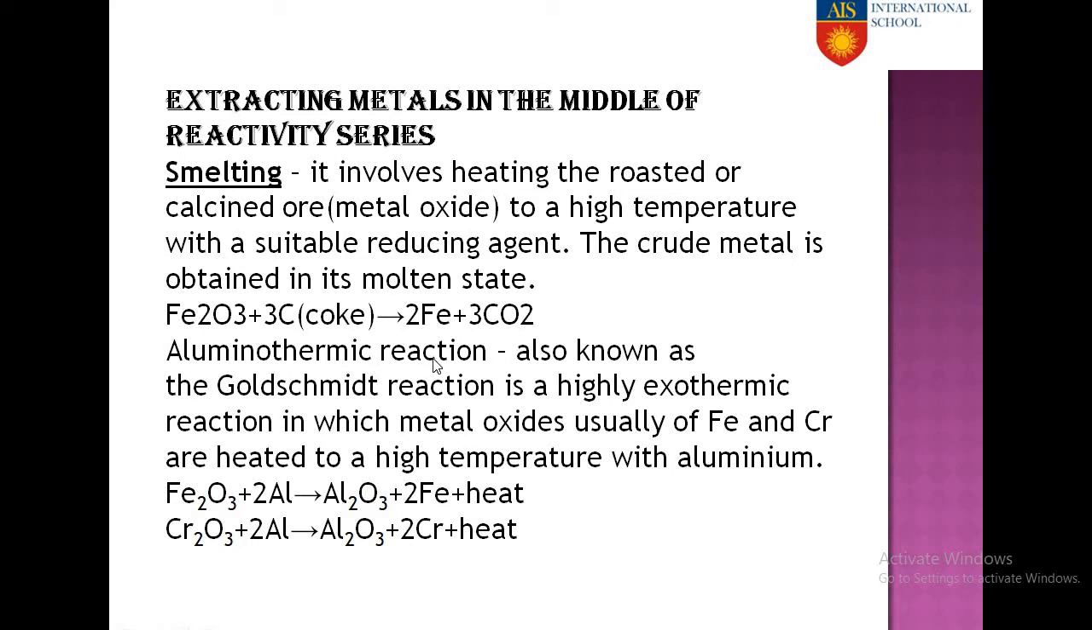Now the aluminothermic reaction, which is also known as the Goldschmidt reaction, is a highly exothermic reaction in which a metal oxide, usually iron or chromium oxide, is heated to a high temperature with aluminum. So Fe2O3 plus aluminum gives us aluminum oxide and iron, the crude metal, but it is in a molten state. Similarly, chromium oxide, when heated with aluminum, gives us aluminum oxide and chromium, and this chromium is in a molten state.